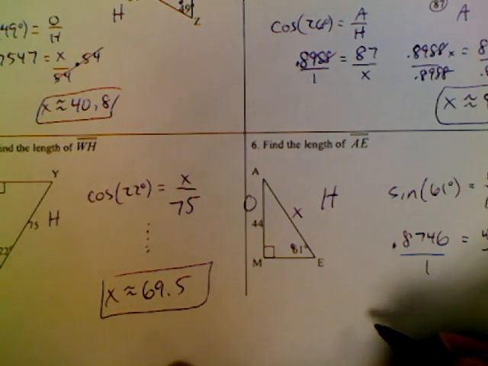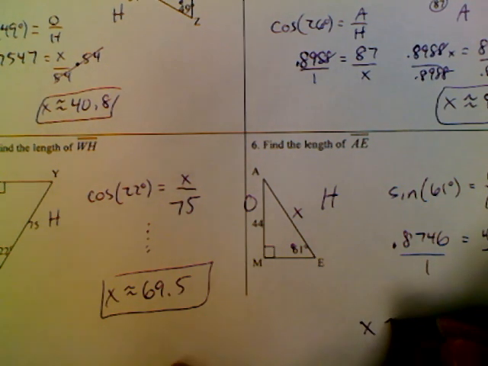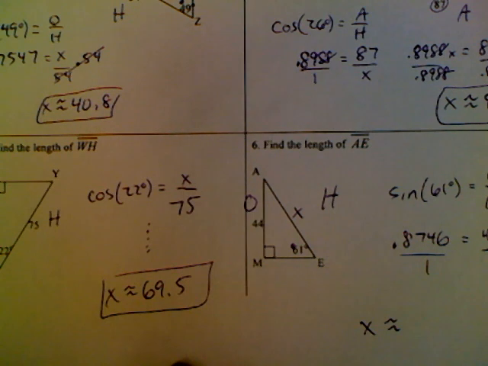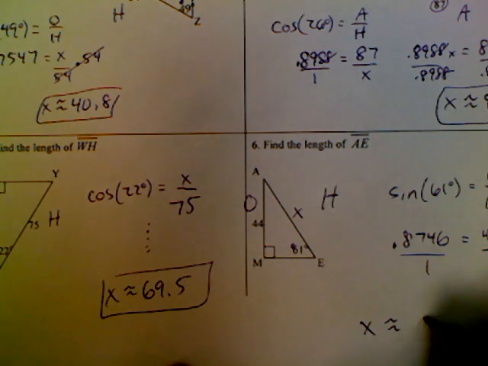Going to have to cross multiply. When you do the cross multiplying and the dividing, x turns out to be, let me punch this in real quick. Whoops, I started doing it wrong. 44, and we get about 50.3.